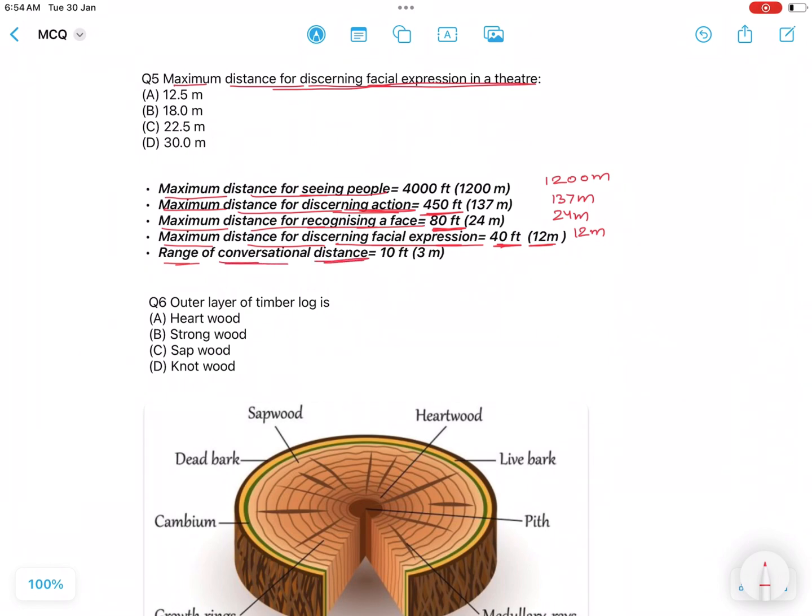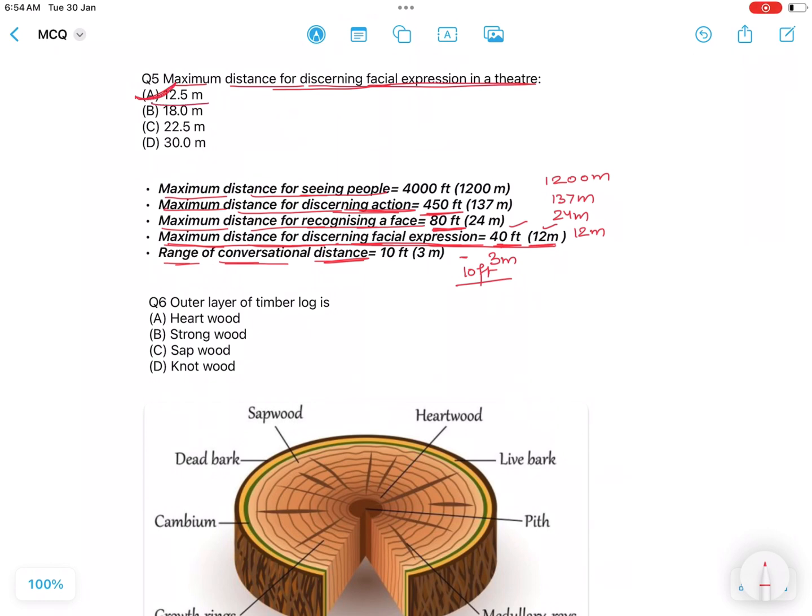So by this we know the maximum distance for discerning facial expression is 40 feet or 12 meters. The closest answer, 12.5, is the correct answer. Moving on to question number 6.